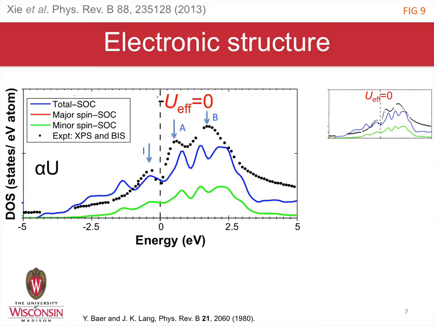For this purpose, we show the calculated density of states for alpha uranium at various U effective and compare them to experimental XPS and BIS spectra. Note that the experimental spectra have been properly normalized, so the DOS and the spectra's magnitude can be compared, in addition to the energy positions of the electronic states. The XPS and BIS spectra show that the valence bands of alpha uranium have three major peaks, which were labeled in our paper as peak 1, A, and B respectively.